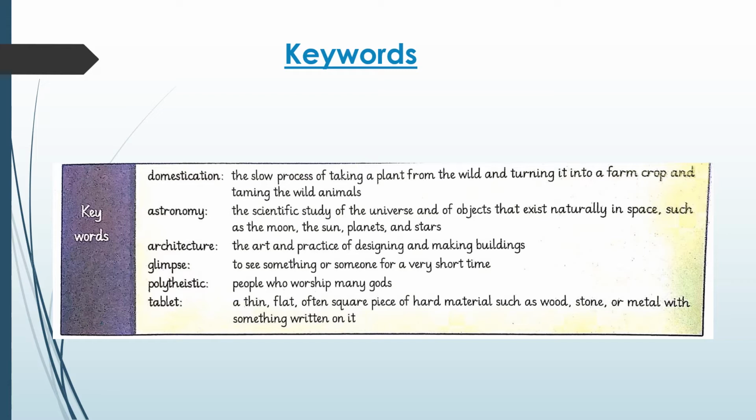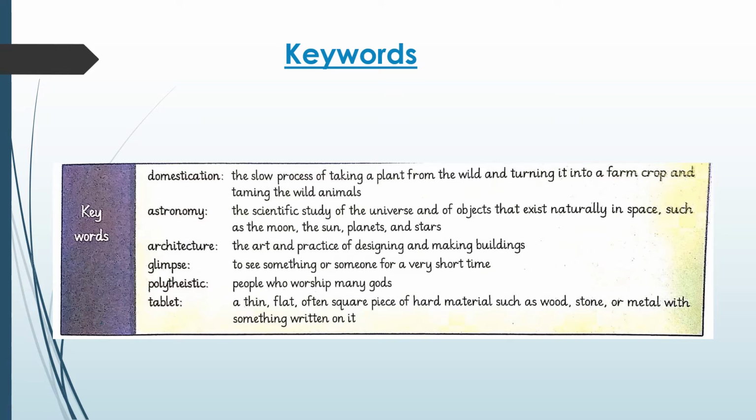Astronomy, the scientific study of the universe and of objects that exist naturally in space, such as the moon, the sun, planets, and stars. The study of the universe, all the 8 planets and Earth, sun, and everything that is present in our solar system, the study of it is called astronomy.